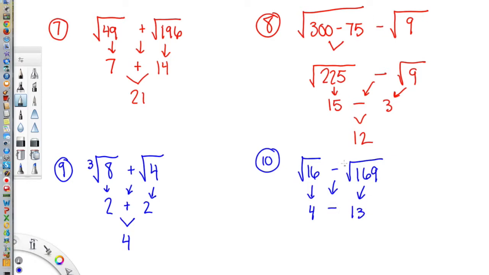I perform my operations. The operation signs are gone. The only operation I have left is the subtraction. And 4 minus 13 is going to give me a negative 9. A negative 9.